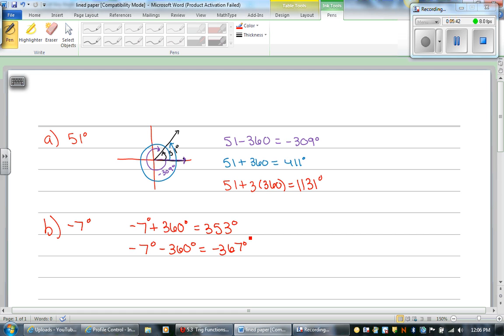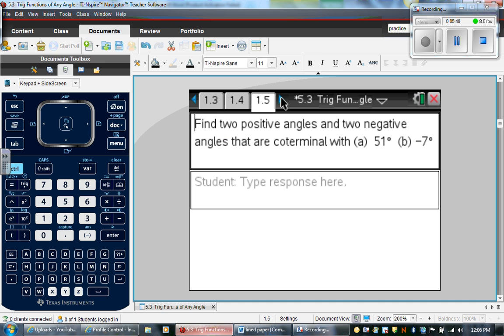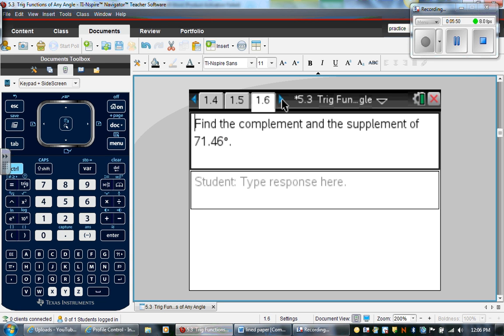And find myself a few coterminal angles. Okay? All right. That's not bad. All right, so now we're going to find the complement and the supplement of 71.46 degrees.